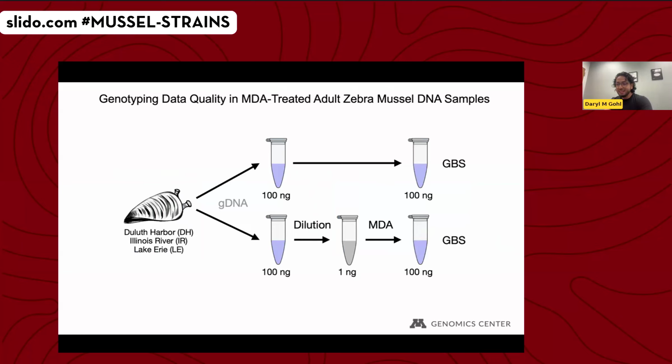So then we used genotyping by sequencing to generate data for our MDA samples, and we used 3 different zebra mussel populations. We analyzed the DNA from mussels from Duluth, the Illinois River, and Lake Erie, and treated with MDA and GBS, as I mentioned.